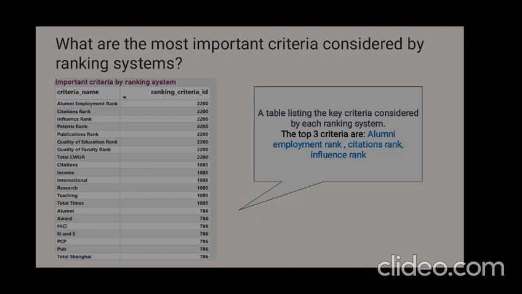What is the most important criteria by ranking system? Here I created a table listing the key criteria considered by each ranking system. The top three criteria are alumni employment rank, citizen rank, influence rank, etc.